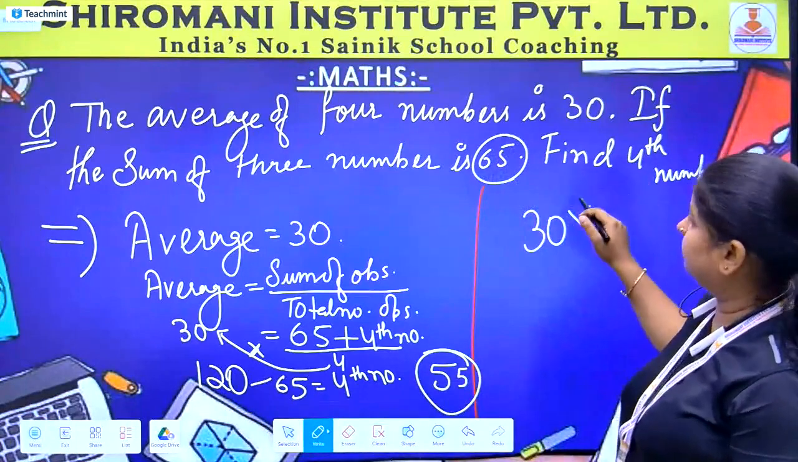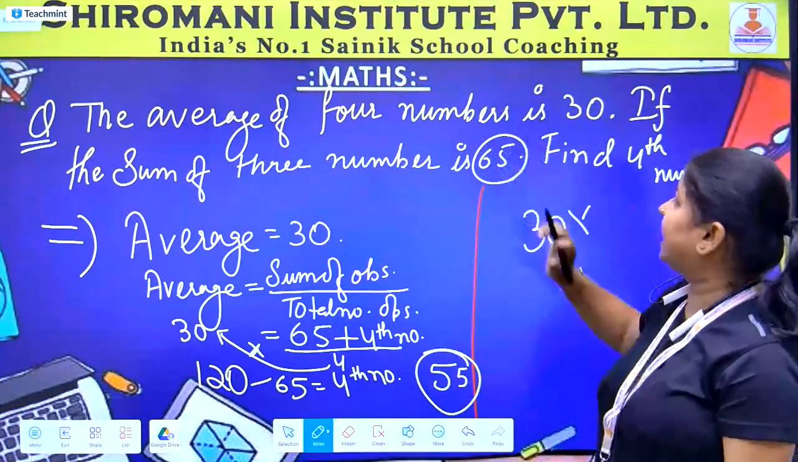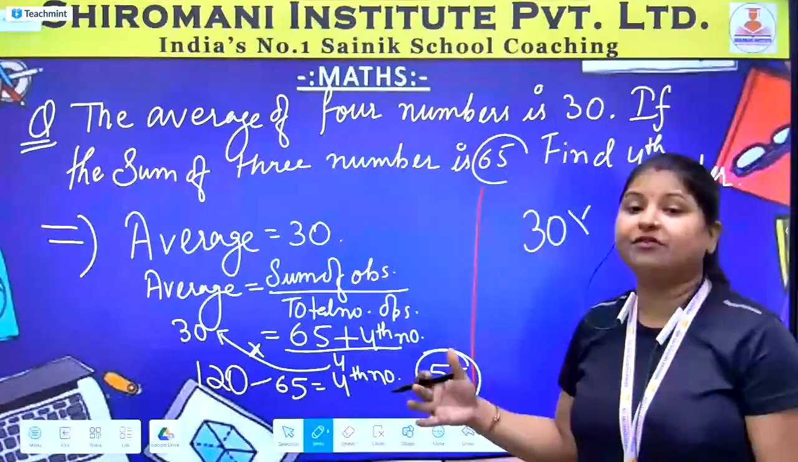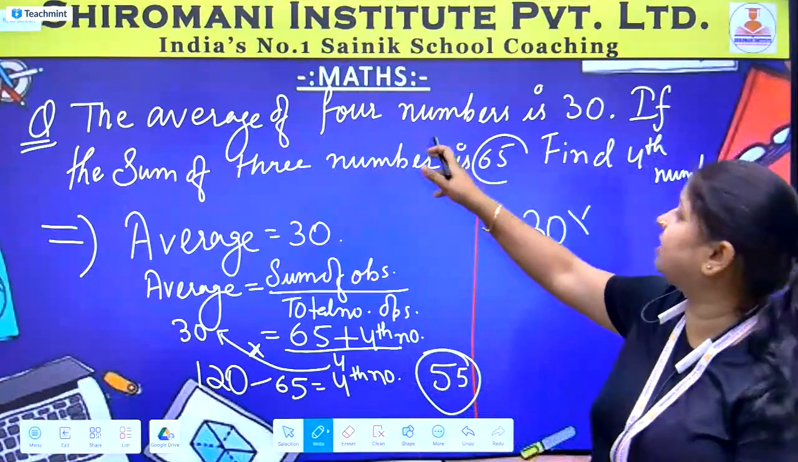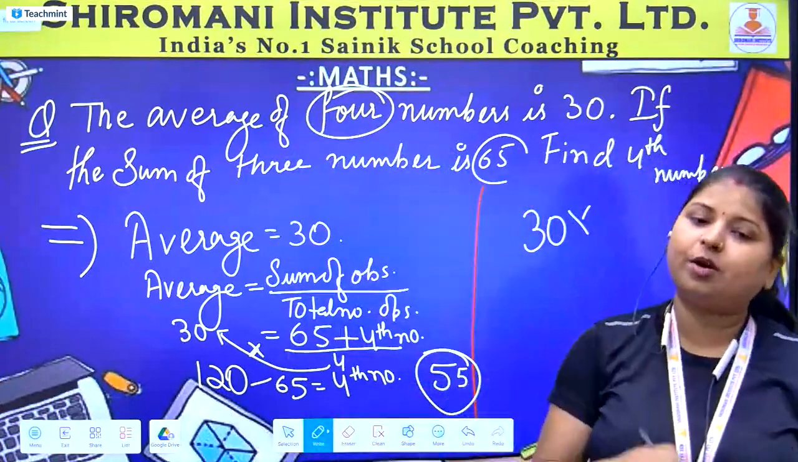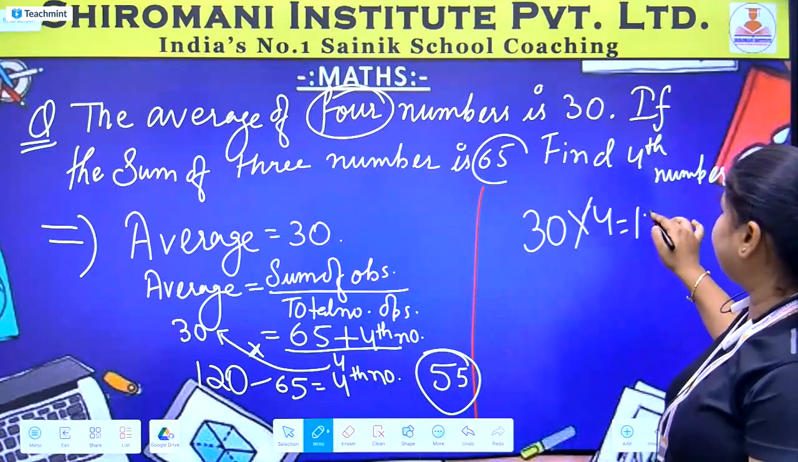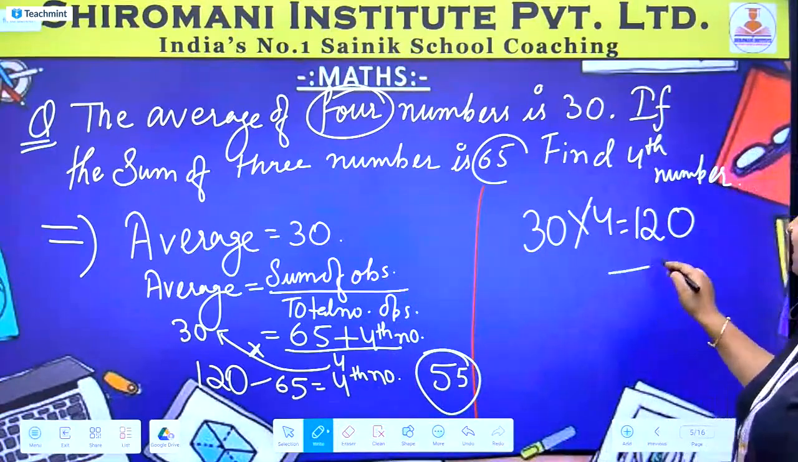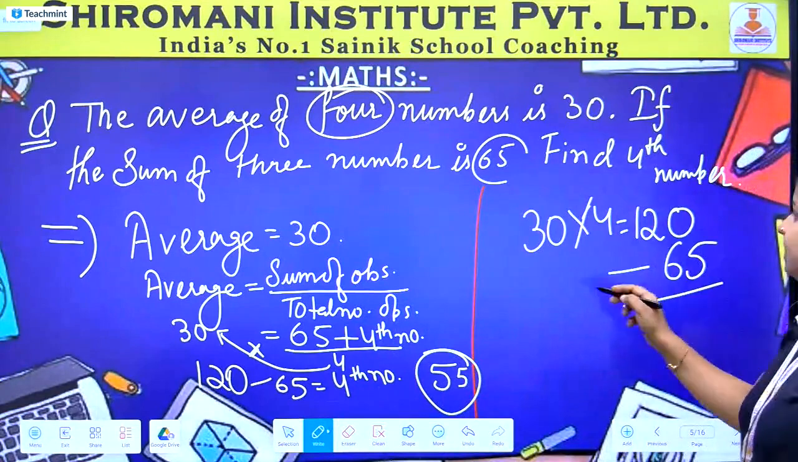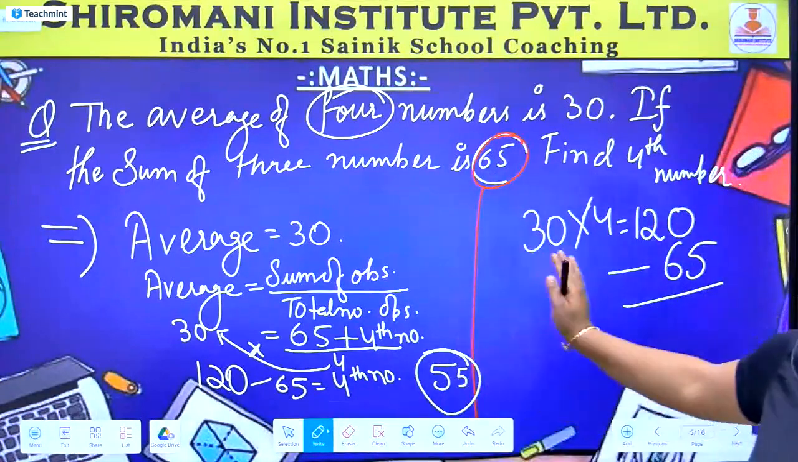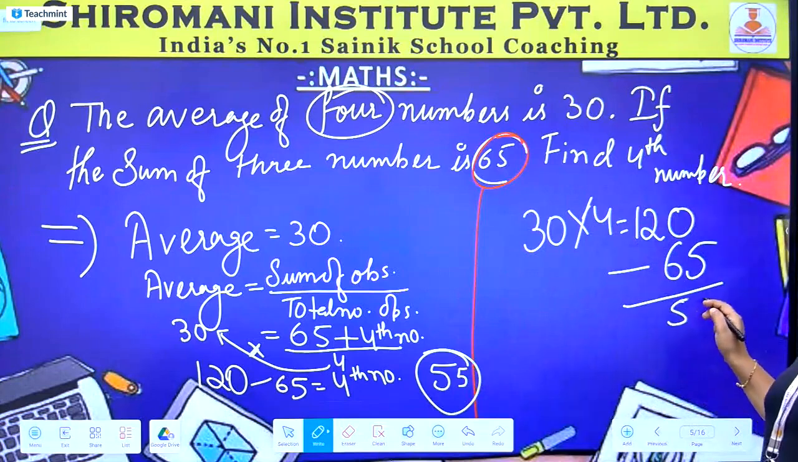Whatever the average is, I shall multiply that average with the total number of observations given. How many observations are there? 4. After multiplying, whatever answer I get, I shall subtract the value given. The value given is 65. 120 minus 65 is 55.